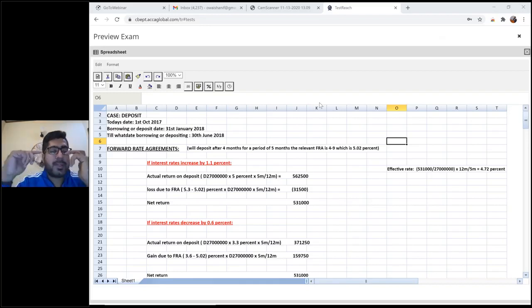Ionic, where rates increased by 1.1. So what is today's rate? The central bank rate is 4.2. If it increases by 1.1 it becomes 5.3. If it decreases by 0.6 it becomes 3.6.